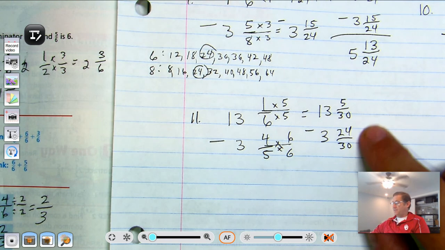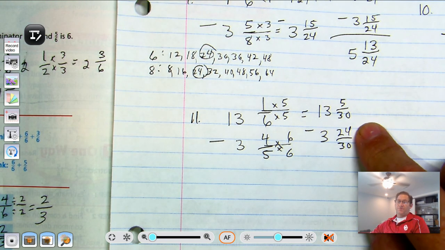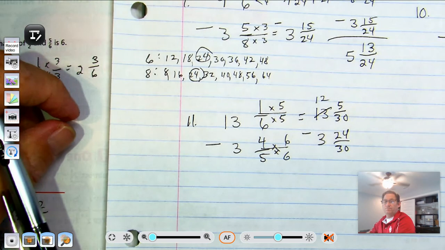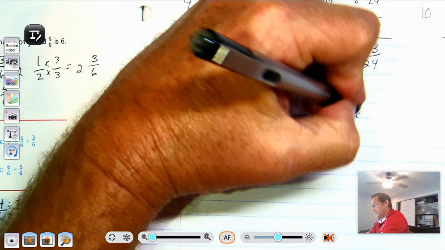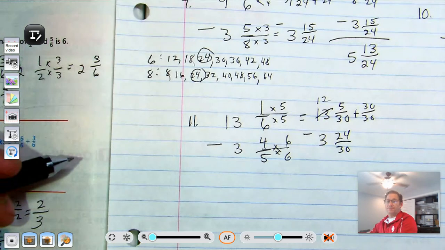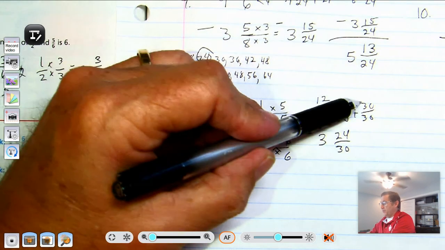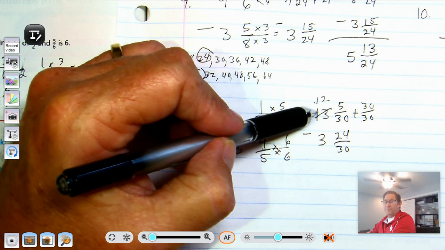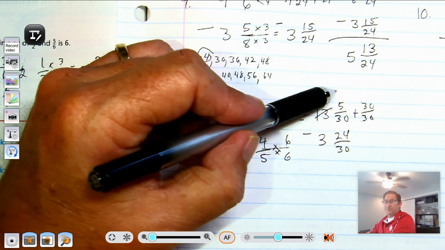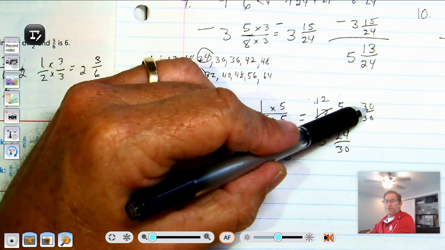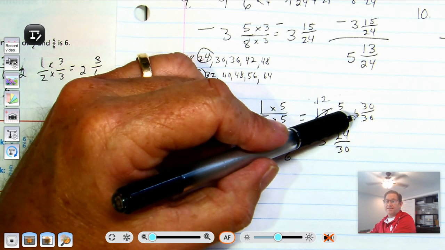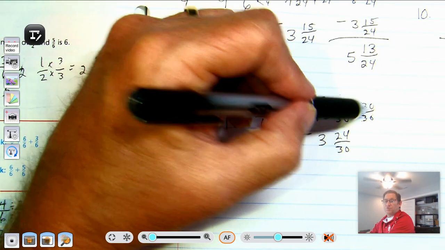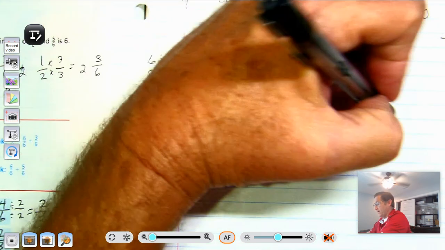Okay, we have common denominators, but you can't take 24/30 from 5/30. So let's just rename the 13 wholes as 12 wholes, and we're going to add 30/30 to the 5/30. Remember, the 30/30 is why we took one whole away from 13. Okay, this is still equivalent. 12 plus 30/30, which is 1. 12 plus 1 is 13, and 5/30. So I didn't make it smaller. All I did was trade one of the wholes for a fraction value.